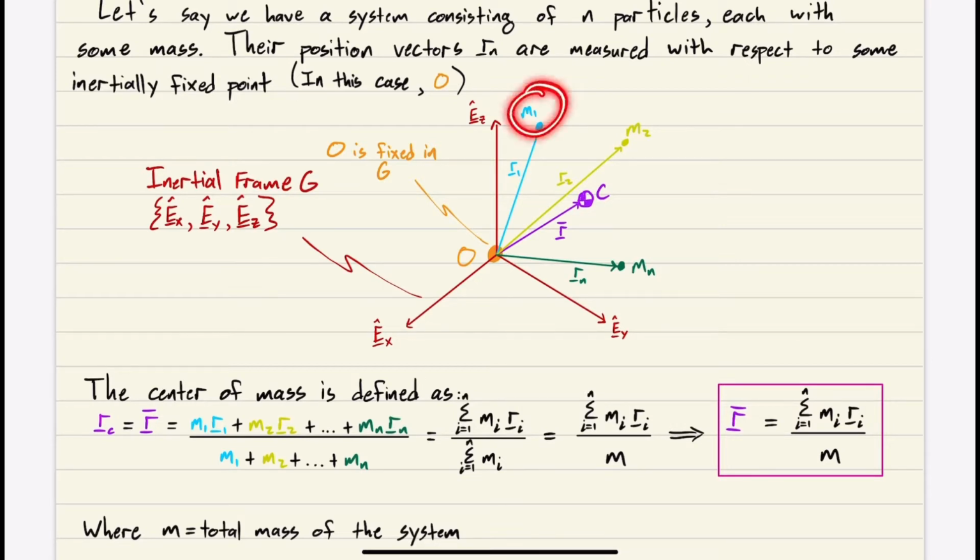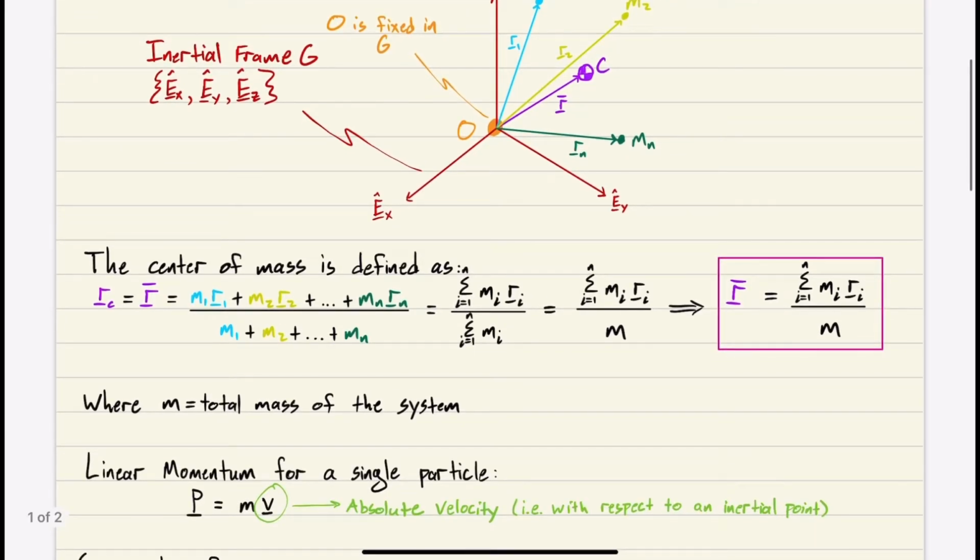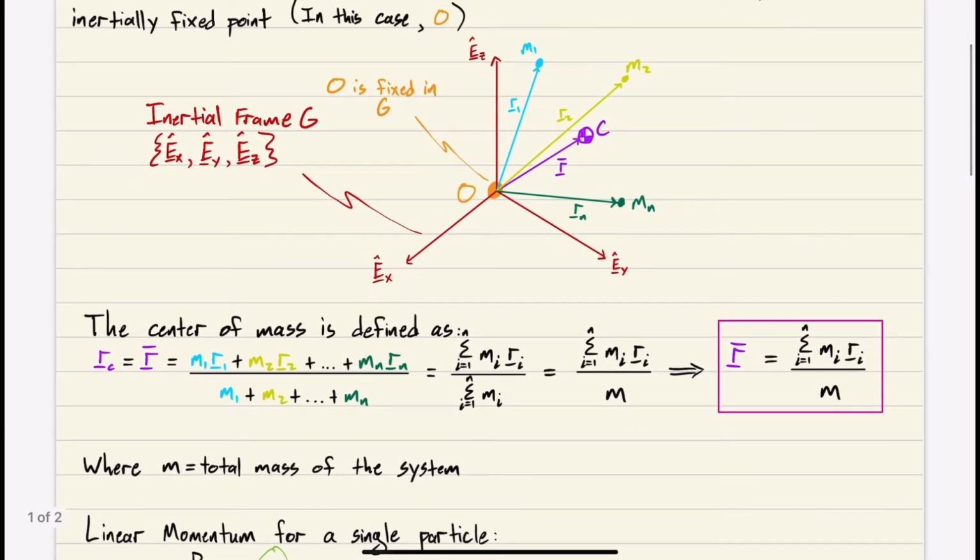So mass 1 is located with vector r1, mass 2 is located with vector r2, and mass n would be located with vector rn. This purple vector, r with the overbar, is the location of the center of mass, which is located at point C. And this funny symbol here is used to denote center of mass. So we're going to go ahead and define what the center of mass is.